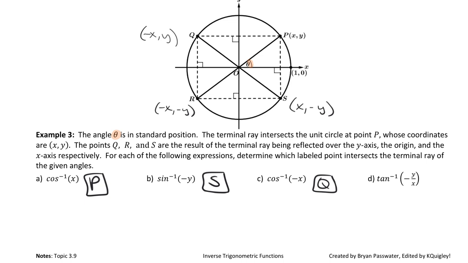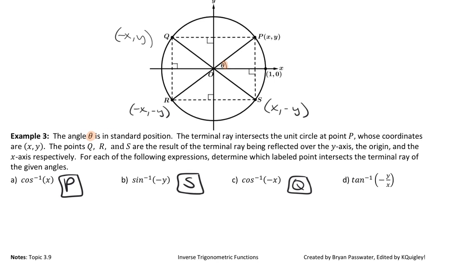How about inverse tangent of negative y over x? Ooh. I actually heard the correct answer. This would be S. Why is it S? Can't use 3. And can you use 2 for tangent? No, you can only use 1 and 4. So the only way to make this negative, yes, is if it's out of this quadrant for inverse tangent.